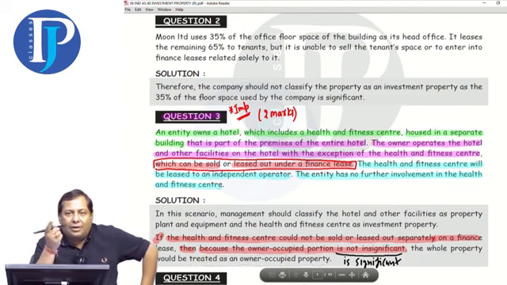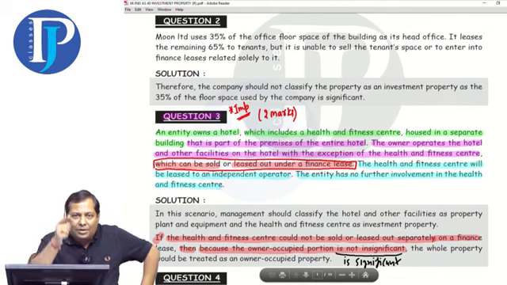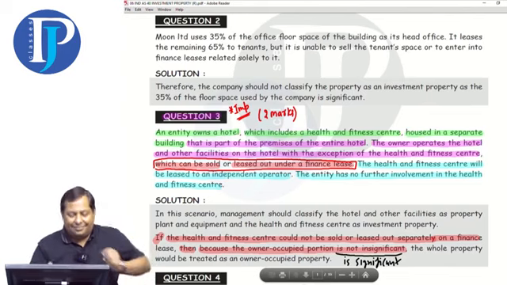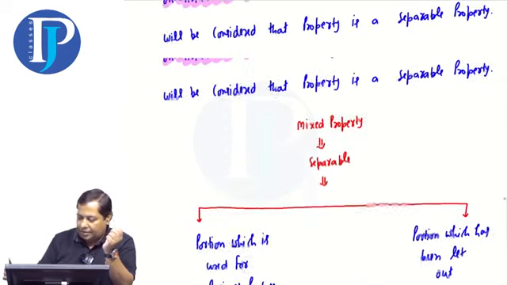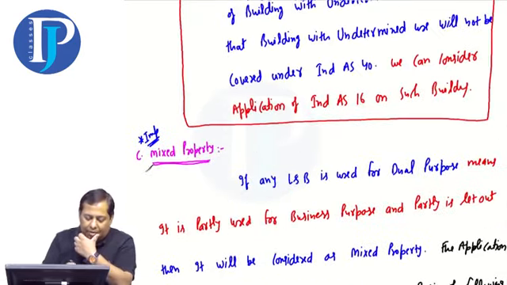Question of 15th floor. The second question is about the 35%. The third question, separable and inseparable. All three questions are of mixed property. This is just for knowledge. Look here, where we were. We were at case C, mixed property. Right, in point D.